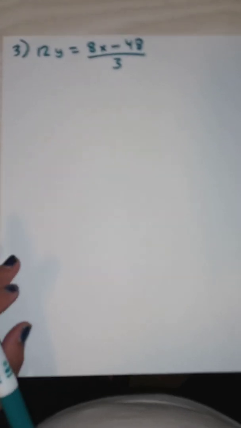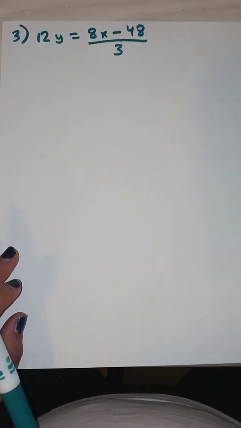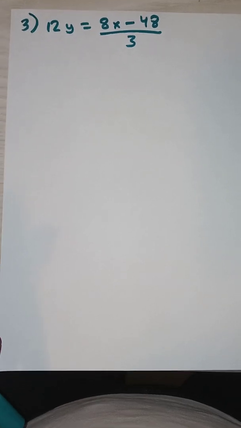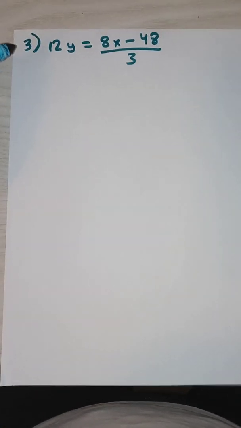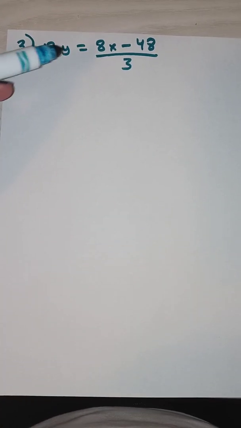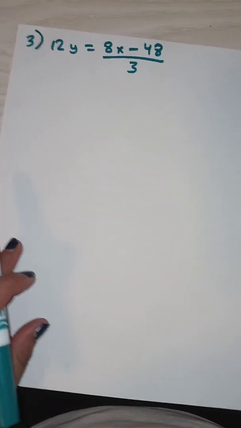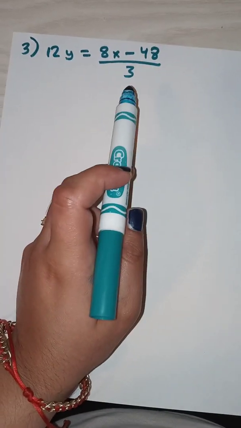Hello, good morning. Continuing on with the previous video of identifying the slope and intercept forms, we have problem number 3 here, which is 12y is equal to 8x minus 48. Divide the whole equation by 3.